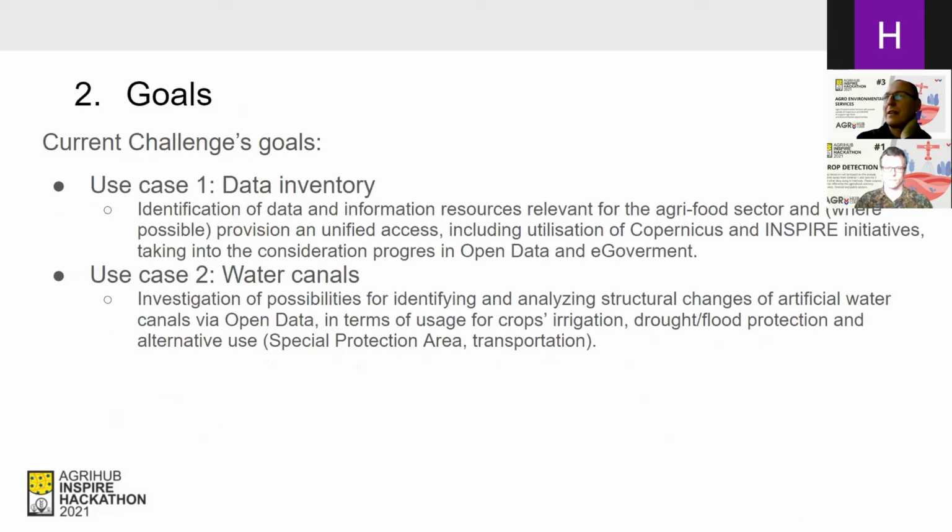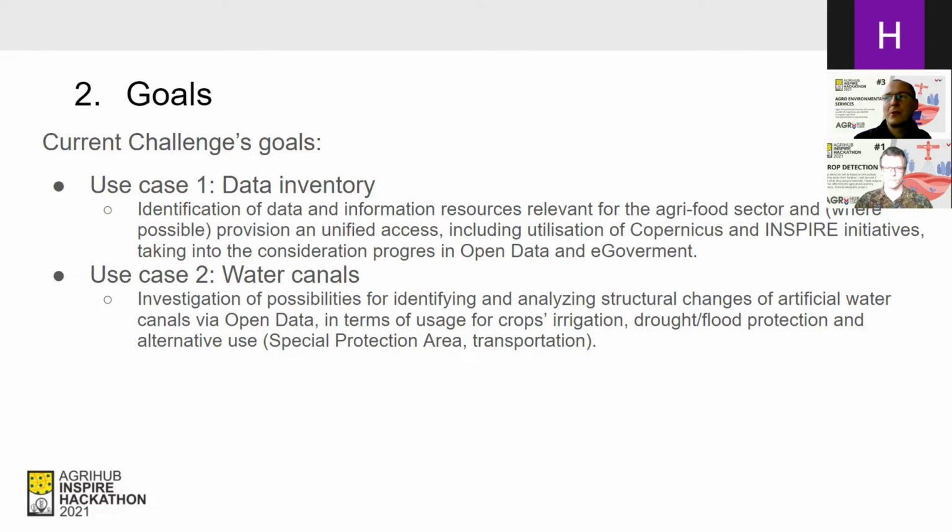So we have identified the goals and some sort of outcomes, and those goals we split it to sort of 4 possible use cases we would like to support via this challenge. And the first one is really, we called it data inventory, and to really provide some sort of review of what may be made available with our and hopefully your support.